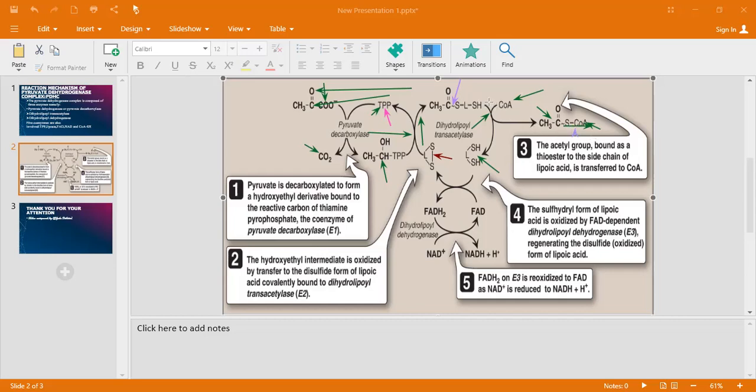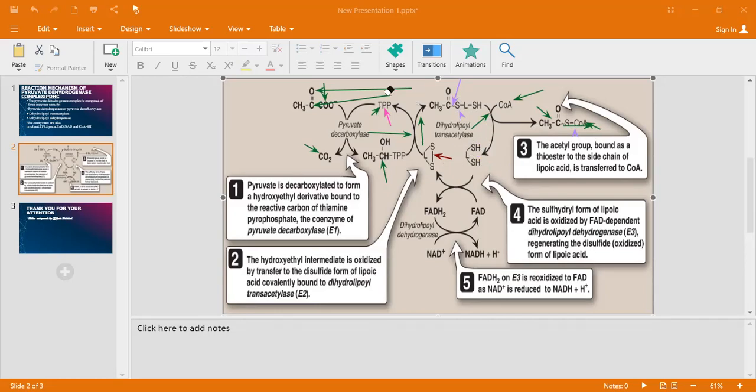Then that hydrogen is added to this sulfur here. Okay, the hydrogen which was removed from the CoASH is added as shown here. So now this form of lipoate becomes the reduced form. If you can remember, what is reduction? Gain of hydrogen. So it is reduced, as you can see here.